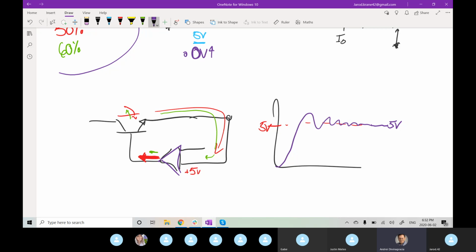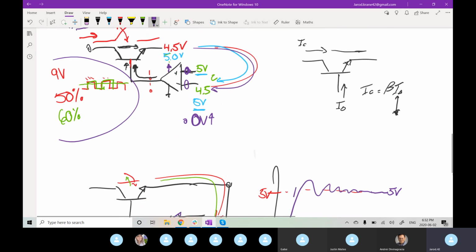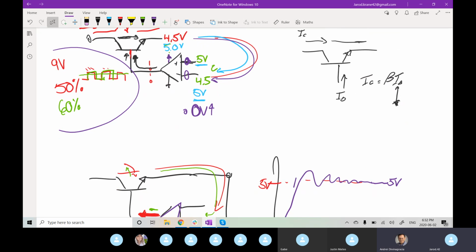Make sense? Yes, that graph's what I was looking for. Thank you, thank you. Any other questions on how we achieve any of this that's going on so far? What exactly is the V reference?